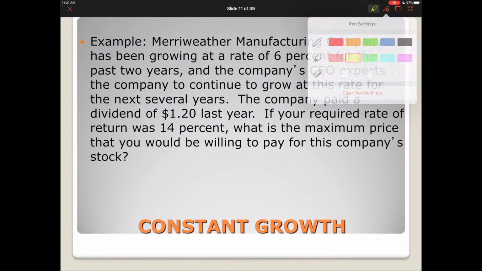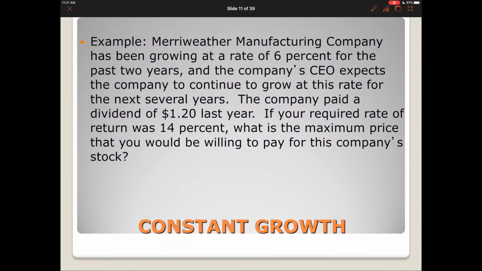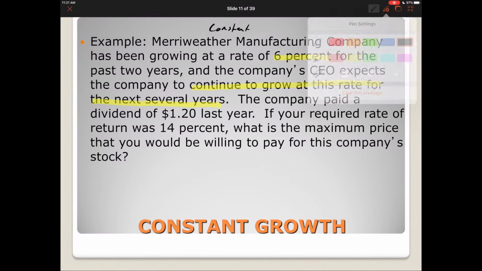I'll highlight some of the important features here. Merriweather Manufacturing Company has been growing at a rate of 6% for the past 2 years, and the company's CEO expects the company to continue to grow at this rate for the next several years. So what this tells us is that we have a constant growth assumption. We are assuming constant growth in our dividends for the foreseeable future. Now the company paid a $1.20 dividend. Key part right here is last year. So this is D sub 0.